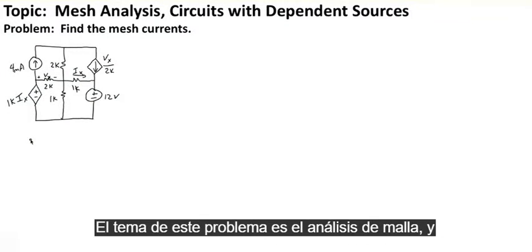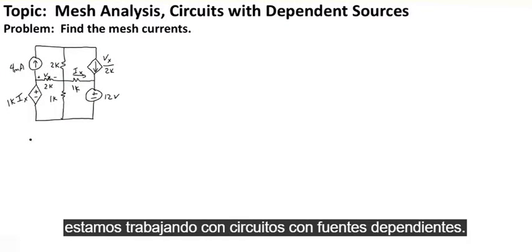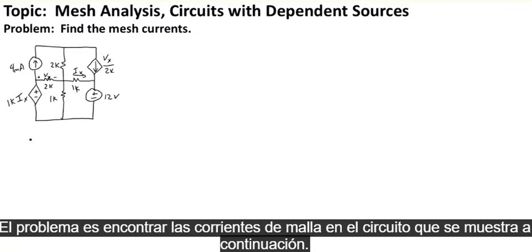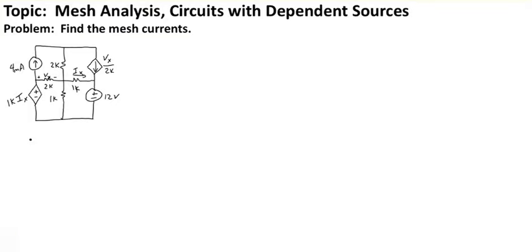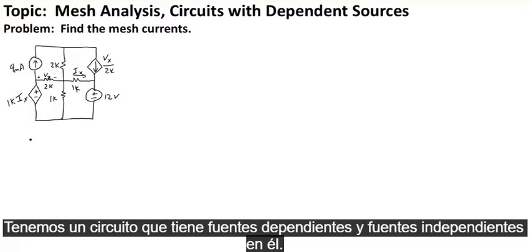The topic of this problem is mesh analysis, and we're working with circuits with dependent sources. The problem is to find the mesh currents in the circuit shown below. We have a circuit that has dependent sources and independent sources in it.